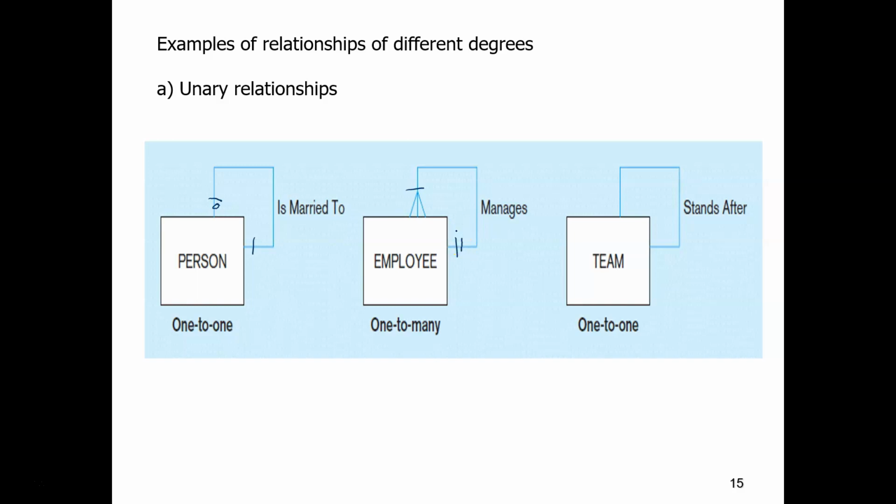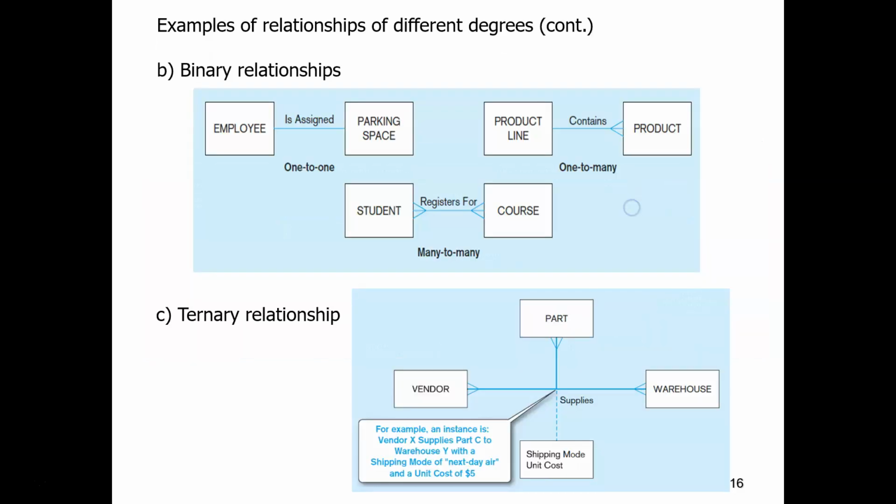This example is referring to sports team ranking. It's a one-to-one situation because you only have one team in front of you and one team after you. Binary relationships, again, we have one-to-one, one-to-many, and many-to-many binary relationships. Employee is assigned a parking space. One employee has only one parking space.